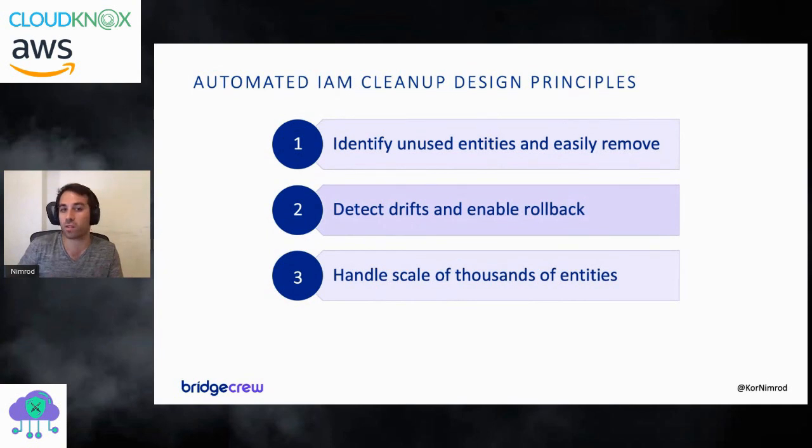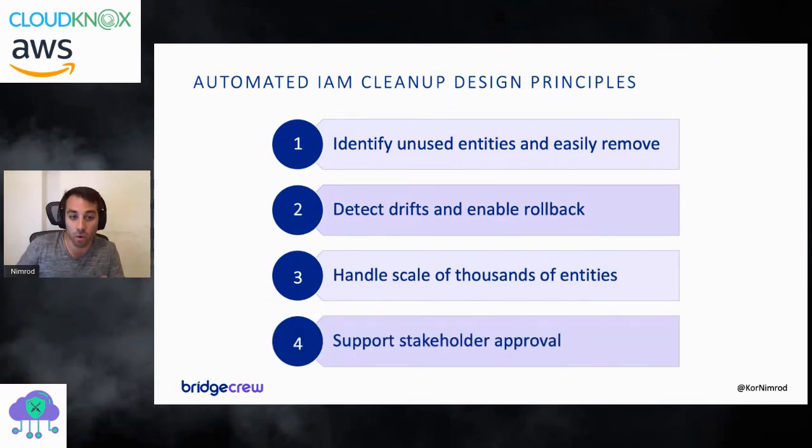I want to be able to handle scales of thousands of entities. Again, when I say entity, it's also the relationships between the users and the policies and the roles and the groups. So it very easily reaches the 1,000, 2,000 threshold on big accounts. And then the fourth one, which is very important, is to be able to take the plan to get approval from the relevant stakeholders. Right? I want something that I can share and people will easily understand and either say that's fine or not.